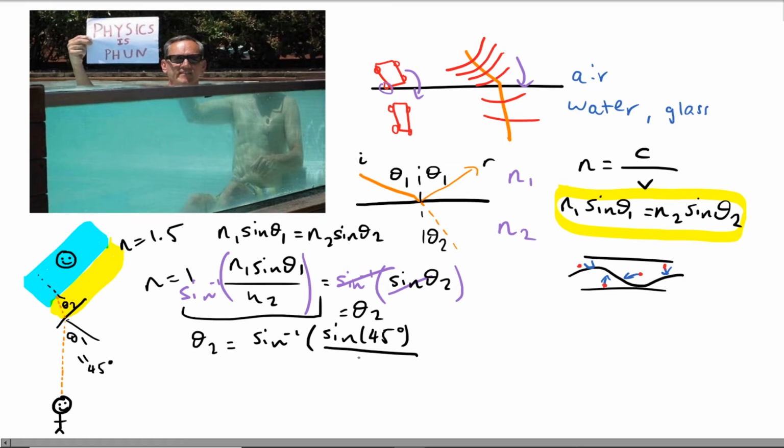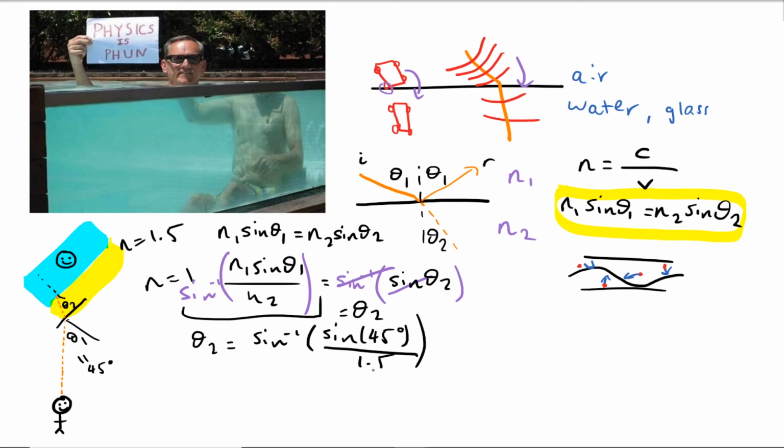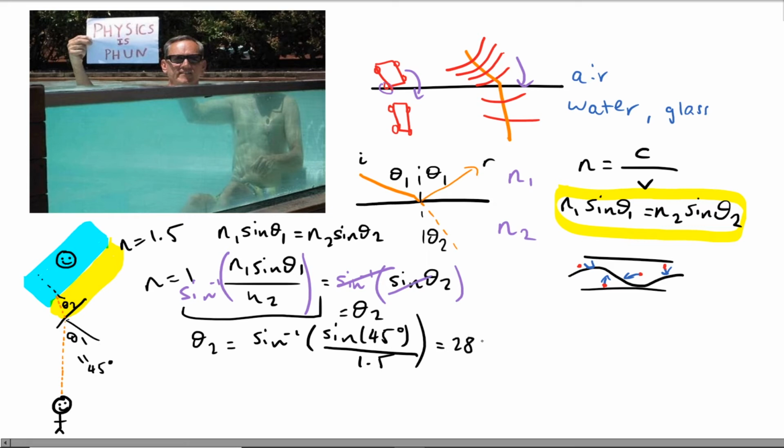And n2 is 1.5. Now remember, when you put this into your calculator, you have to take the entire thing, including the divided by 1.5, the denominator, as part of your inverse sine. And the number that you'll get is about 28 degrees. So you'll see that actually theta 2 is less than theta 1. In other words, the light, when it hits this boundary, is going to bend towards the direction of the normal line.